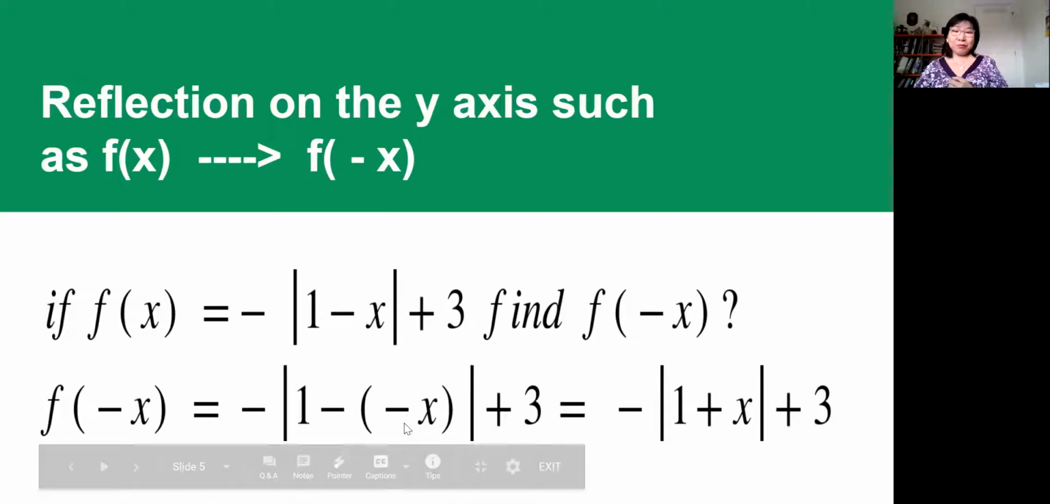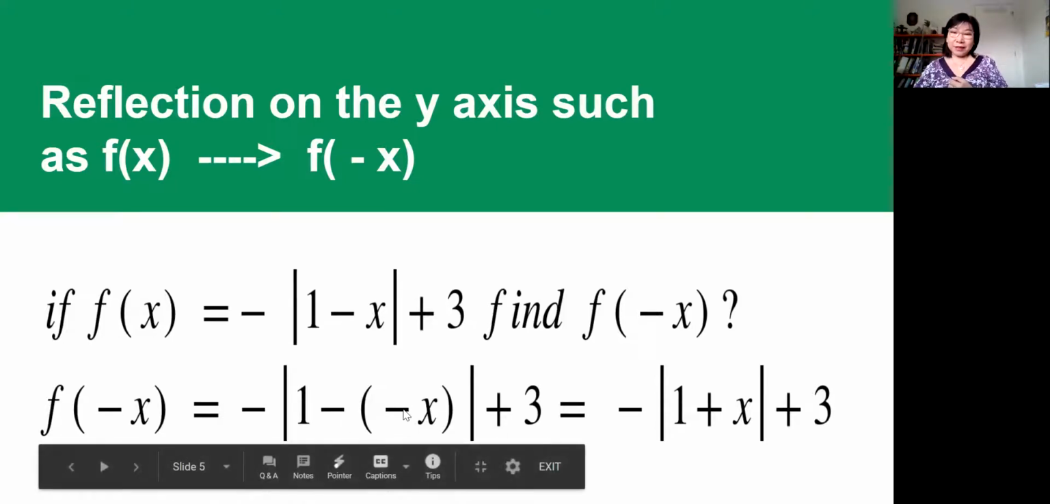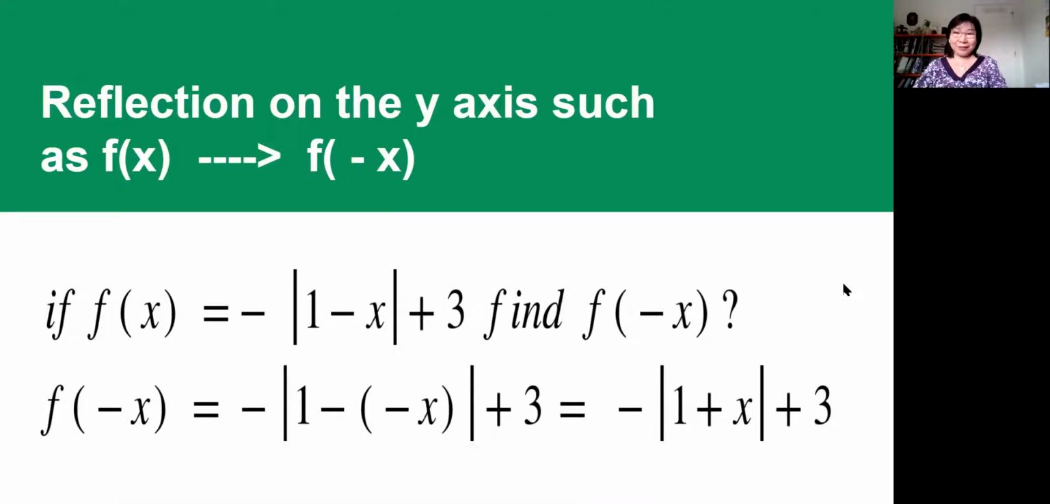And you know in math, when you have a negative in front of the bracket, this will change the x to become a positive. So the final answer will be minus the absolute value of 1 plus x, plus 3, which isn't bad at all. It's easy to understand, right? And I told you this topic is not difficult as long as we apply it correctly and appropriately.